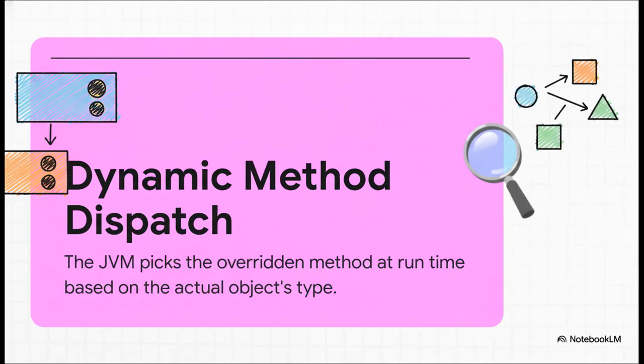And method overriding works because of this other piece of the puzzle, dynamic method dispatch. Now, this is the magic Java does. It basically means Java doesn't decide which version of the method to call when you compile your code. No, it waits. It waits until the program is actually running. And then it looks at the actual object in memory and says, aha, this is the version I need to call. It's not about the variable type, it's about the object's type.